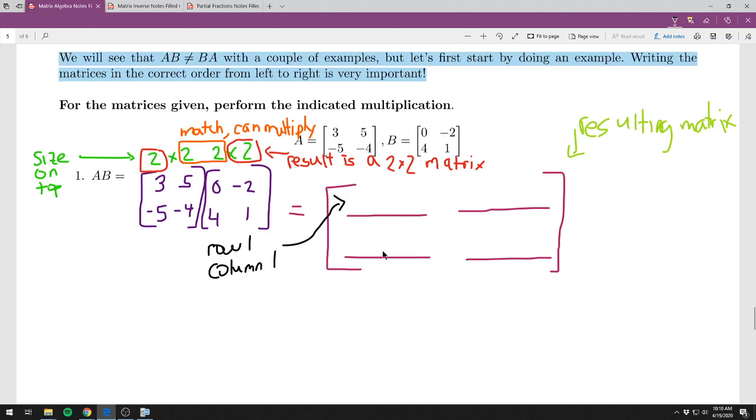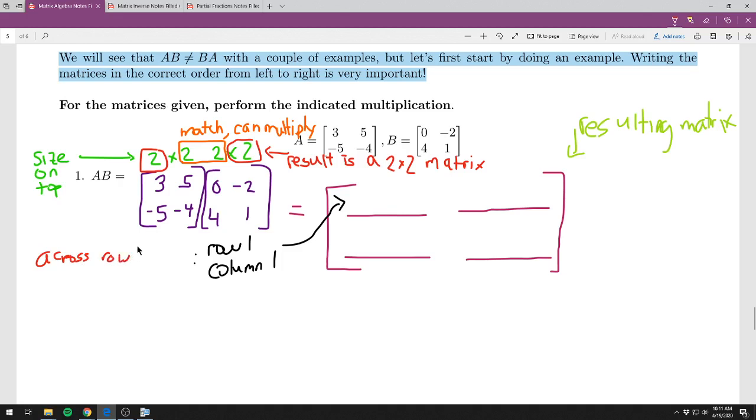Right, when we get down here, it would be row 2, column 1, and so on. The pattern of what we do continues. So what you do to figure out this entry is you multiply across row 1 and down column 1. Across row 1 on the left, down column 1 on the right. Remember, row comes before column. Row before column.